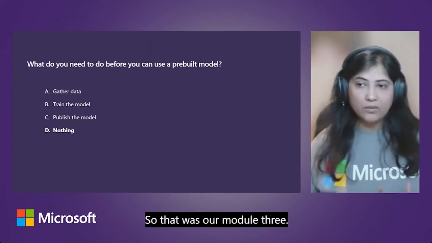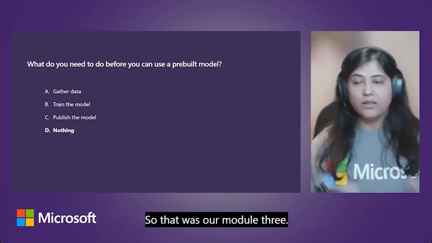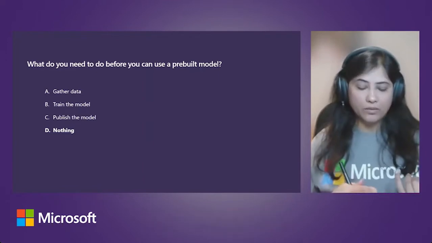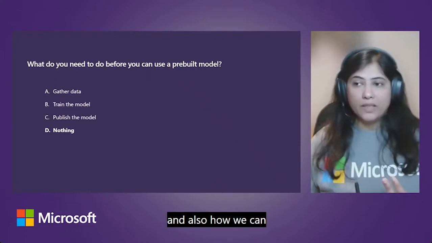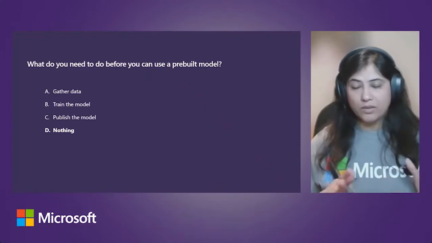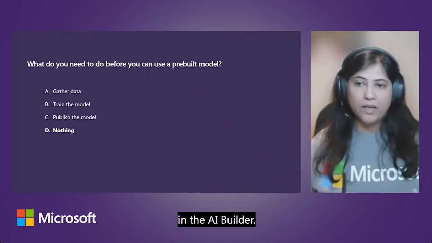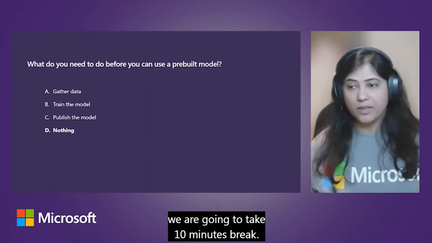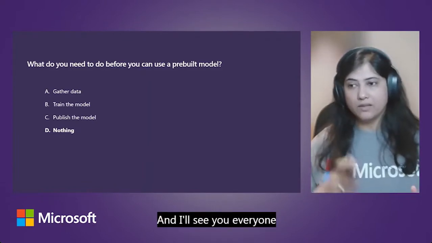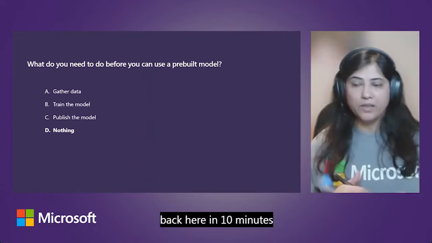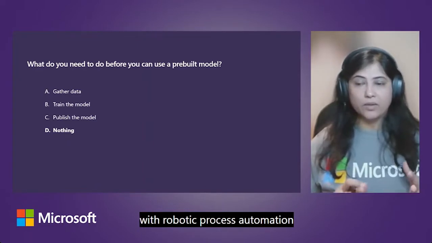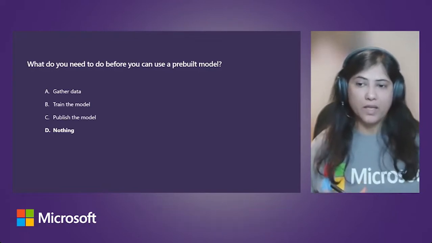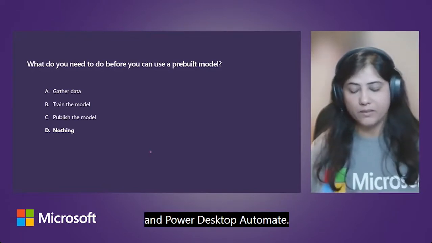Okay, so that was our module 3. In this module, we learned about what AI Builder is and also how we can create and use the models in AI Builder. And now we are going to take a 10 minute break, and I'll see you everyone back here in 10 minutes for our final module, which is automate processes with robotic process automation and Power Automate Desktop.